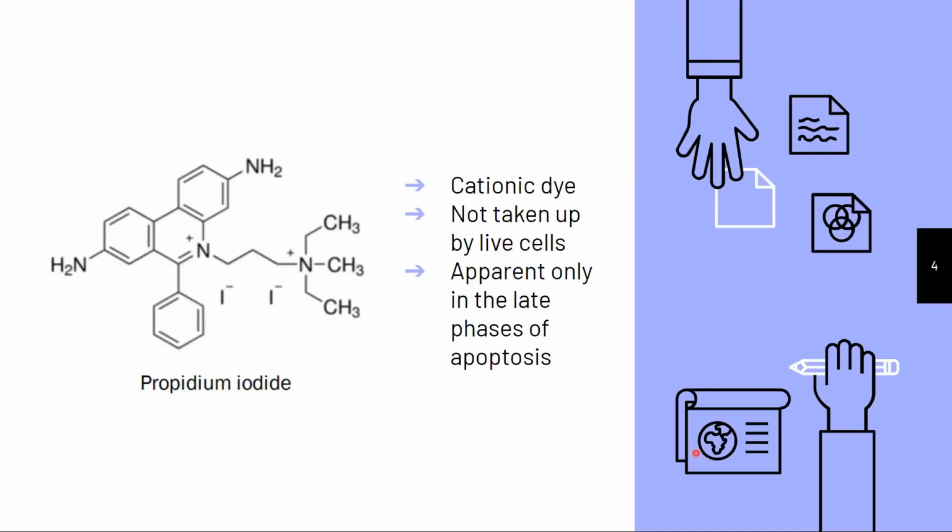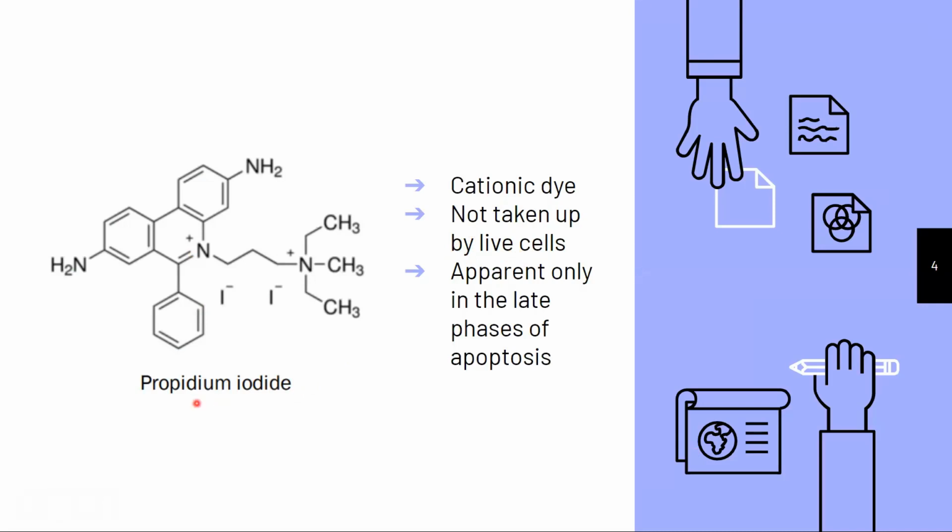Now for that, another dye is used called propidium iodide. It is a cationic dye and it is only taken up by those cells whose membrane has been disrupted. That is, it is not taken up by the live cells. So this dye will only be able to stain those cells that are marked for death.